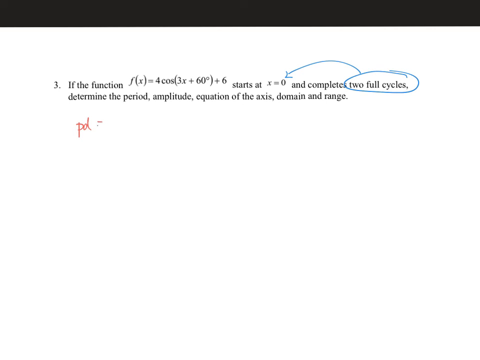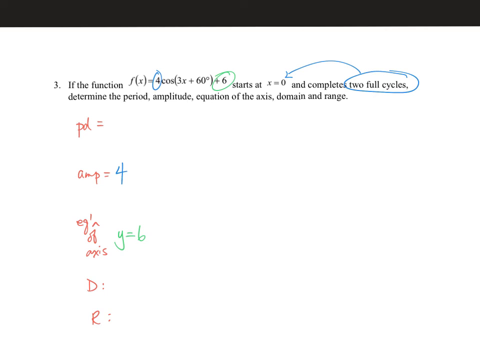And so I'm just going to jot down that we were looking for the period, the amplitude, the equation of the axis, and then domain and range. So a couple quick things, and I would be a little concerned if we weren't able to identify very quickly that your amplitude was 4. We can see the vertical stretch. Since I shifted my graph up 6 units, my equation of my axis should have been y equals 6.